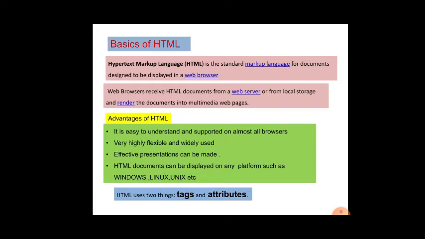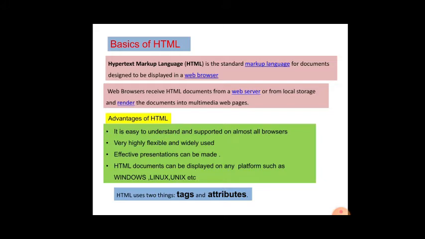What is HTML? HTML stands for Hypertext Markup Language. It is a standard markup language for documents designed to be displayed in a web browser. Hope you have seen a web page or an internet website. All of this is written using HTML, that is Hypertext Markup Language. Web browsers receive HTML documents from the web server or from local storage and render the documents into multimedia web pages.